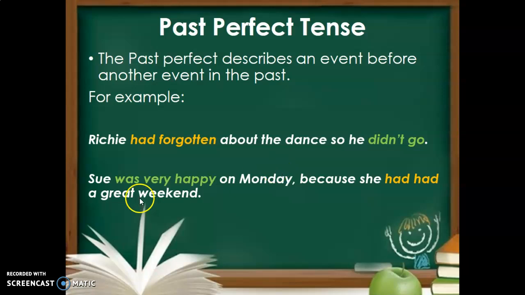Another example, Sue was very happy on Monday because she had had a great weekend. Why was Sue very happy on Monday? Because she had had a great weekend. Right? So this event happens first. This action happens first.